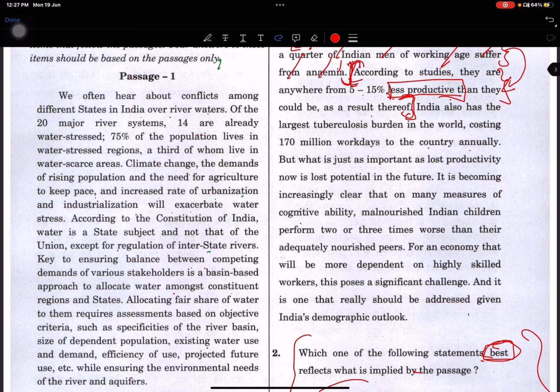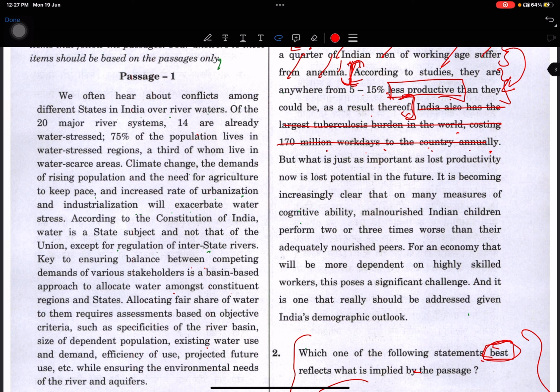So coming to the next line, India also has the largest tuberculosis burden in the world, costing itna work days to the country annually. Problem statement we don't need for our question.